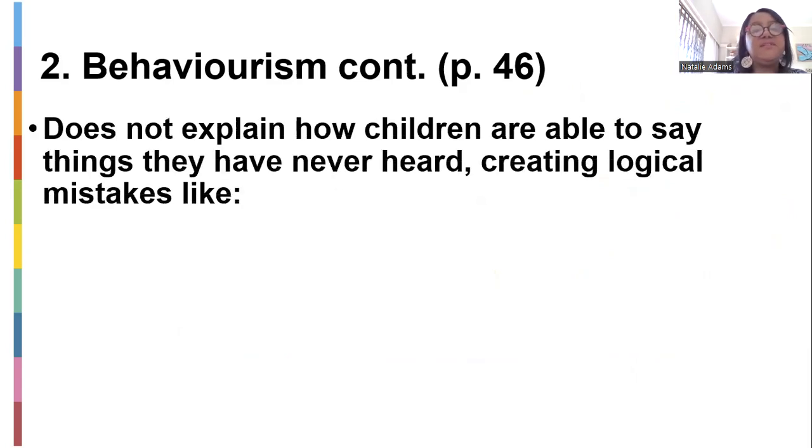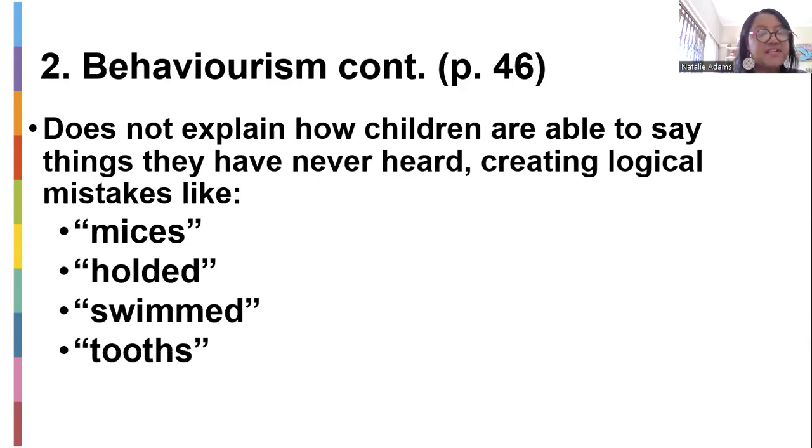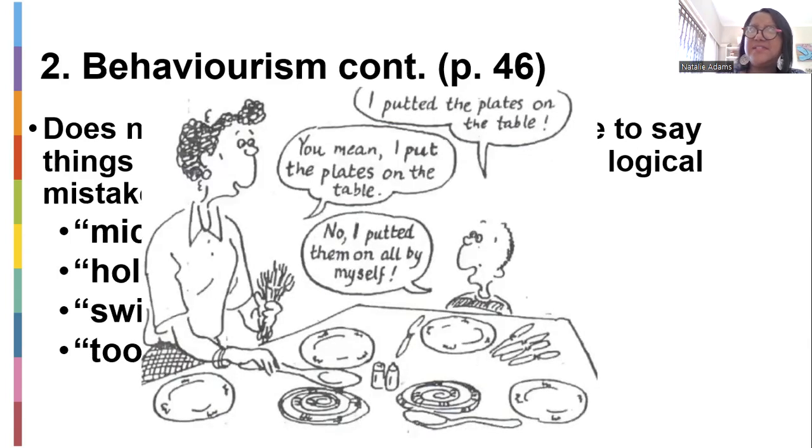So the one criticism against the behaviorists is that behaviorism does not explain how children are able to say things they have never heard, creating logical mistakes like mices. Where did they hear to say mices instead of mice or mouse? Holded, held. How do they say hold it? They're supposed to say held. Okay, swimmed instead of saying swam, or tooth instead of saying teeth. How did they learn this? Because this is not necessarily the correct way of going about it. One must really wonder.